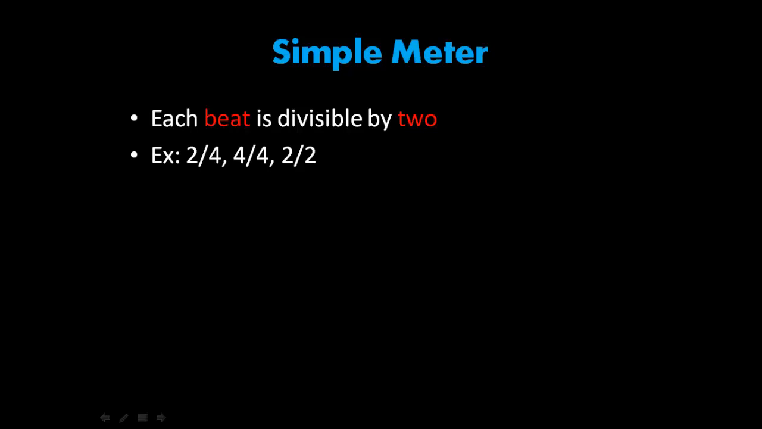meters. 2-4 is called simple duple as there are two beats in a measure, and 4-4 is simple quadruple as there are 4 beats in a measure, and 2-2 once again is simple duple as there are 2 beats in a measure. And you can tell how many beats there are in a measure by looking at which note is on top, as we learned in a previous lesson.